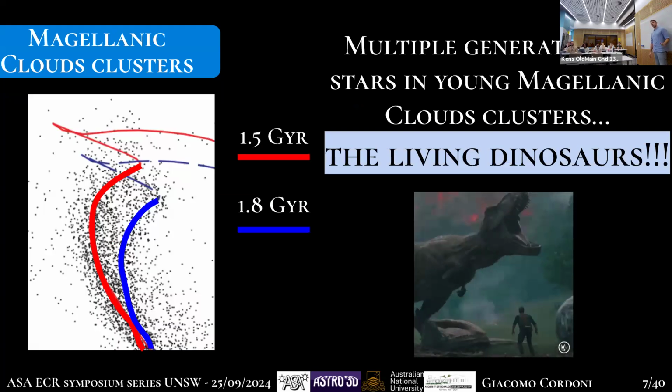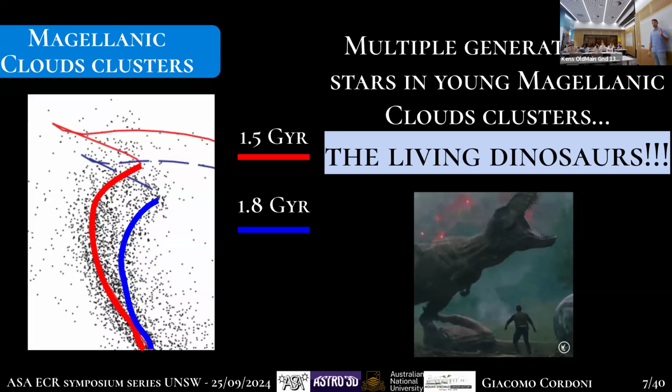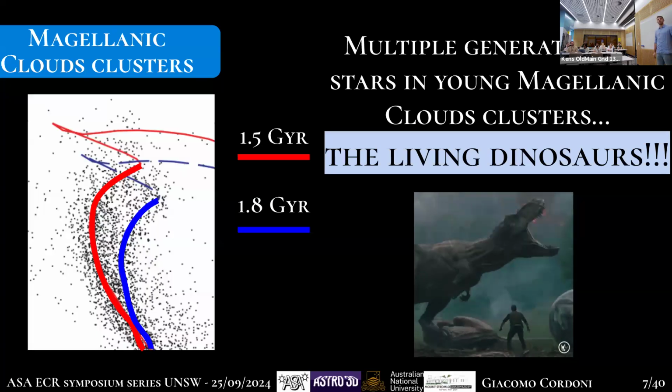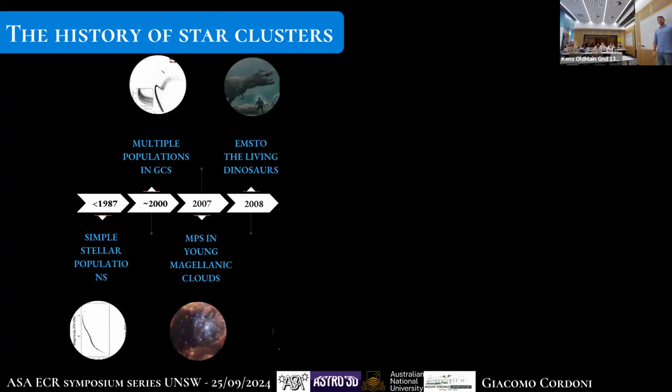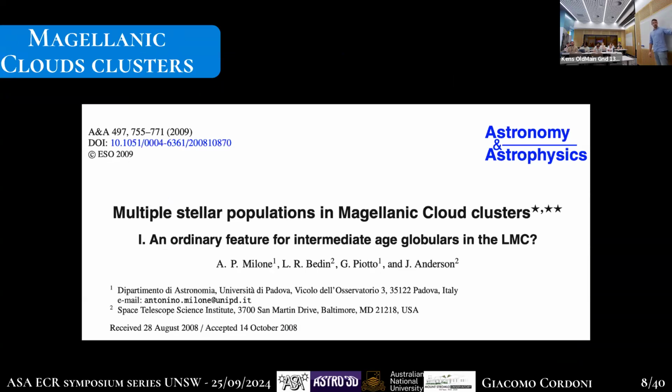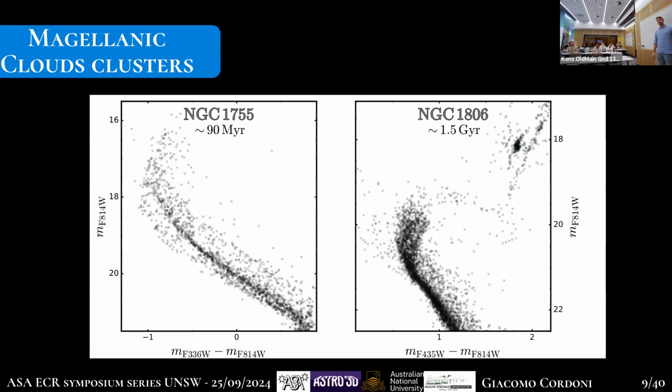So we have our living dinosaur, we can study that, and first, maybe we can understand how multiple populations are formed. This is 2008. Thanks to, again, HST, we could get more and more data. So not only one cluster, but we could extend the study to multiple star clusters in the Magellanic Clouds, even younger globular clusters, younger Magellanic Clouds clusters.